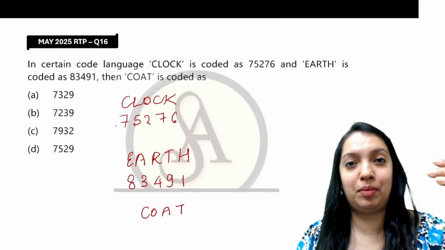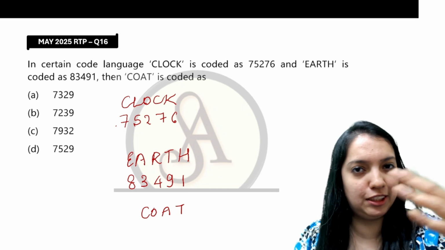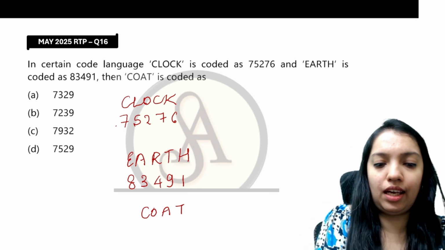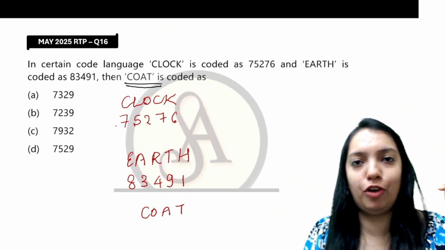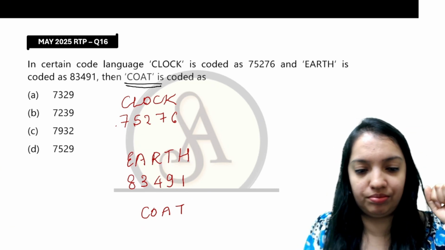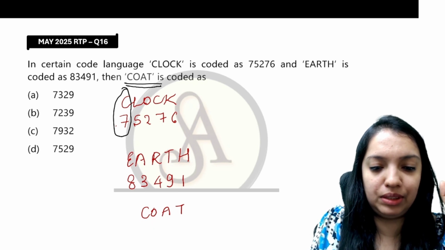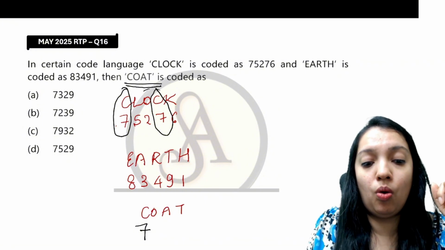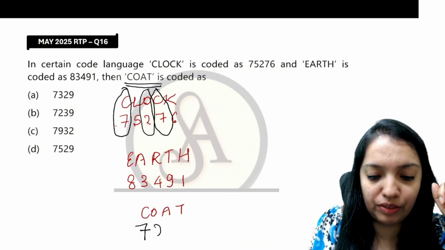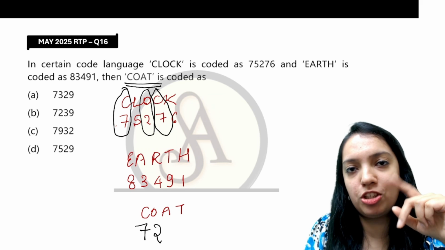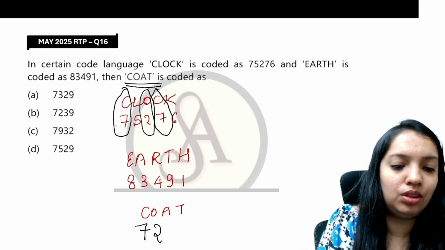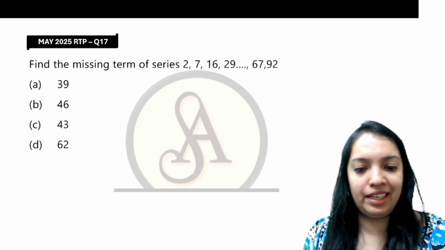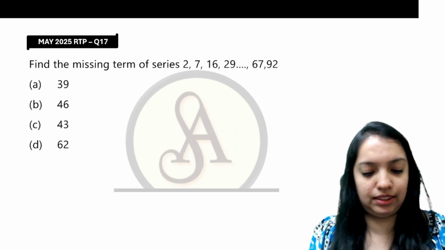Next question is from our favorite logical reasoning: number series, coding decoding. This is a coding decoding question. They're asking what is the coding for quote. Let's start with C. I can observe that C value is 7, C has to become 7. O value is equal to 2, so 7, 2. Check from the options which is starting from 7, so option B. That's your answer.